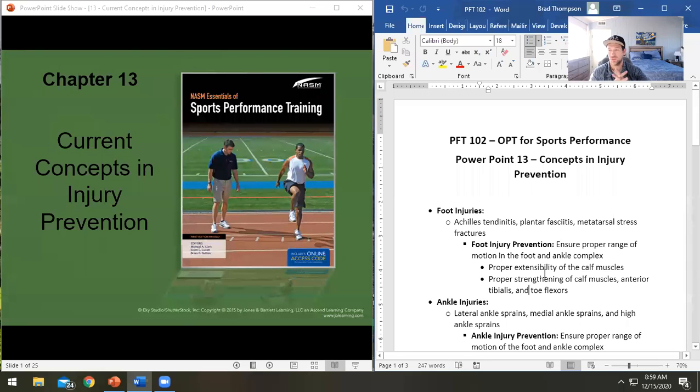All right, so we're looking at chapter 13. This is a very small chapter, actually, and it's going to be all about concepts of injury prevention. So we are looking at some very common injuries that are associated with athletics and sports. This is going to dive in specifically to some of the sports stuff here.